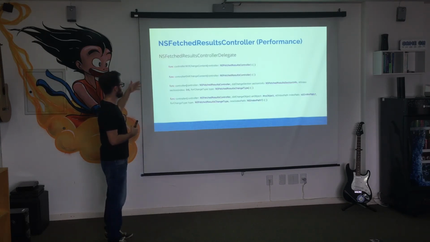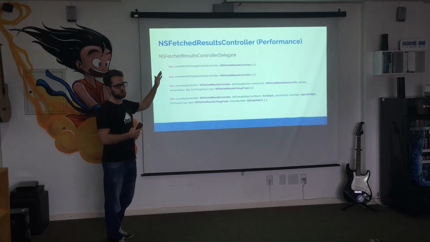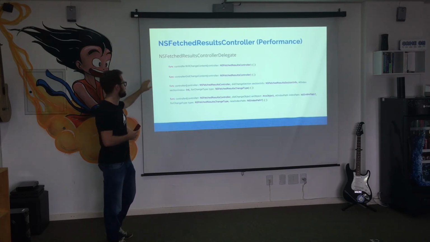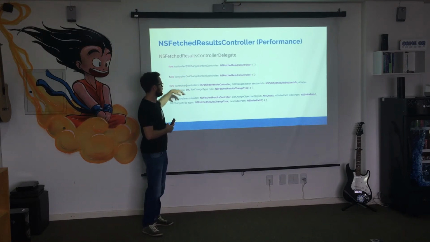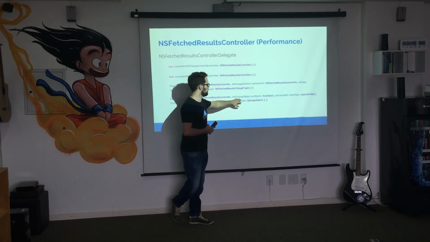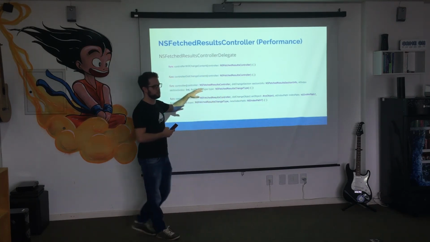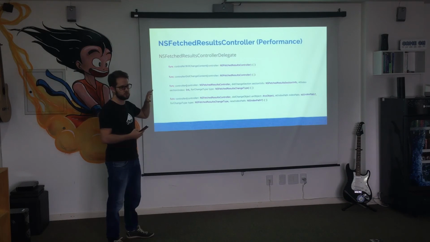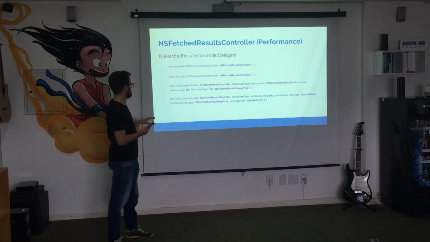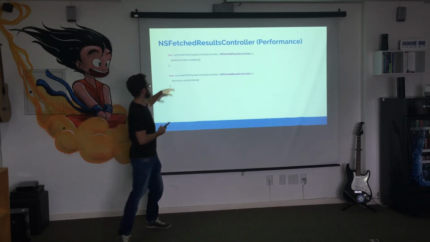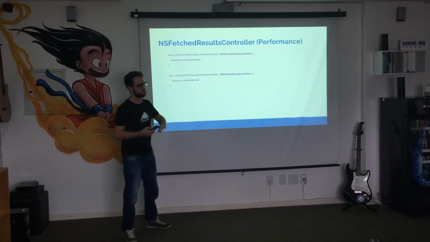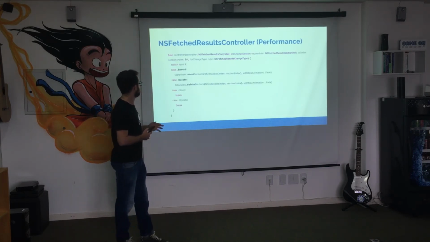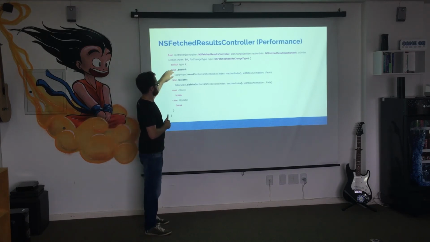Just to show how it works, this is the fetched results controller delegate. These are all the methods you have to implement: willChangeContent, didChangeContent, didChange section, and didChange object at indexPath. If you think about how the table view works, it's basically the same. On willChangeContent and didChangeContent, you just add the table view beginUpdates and endUpdates. It's done.